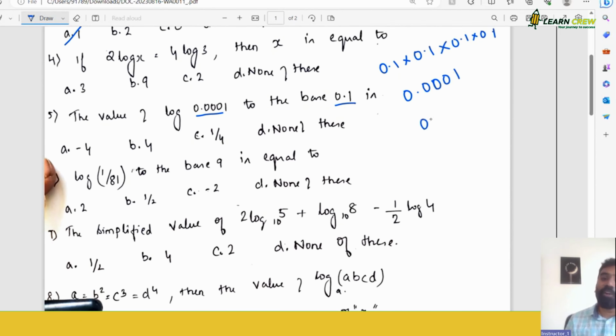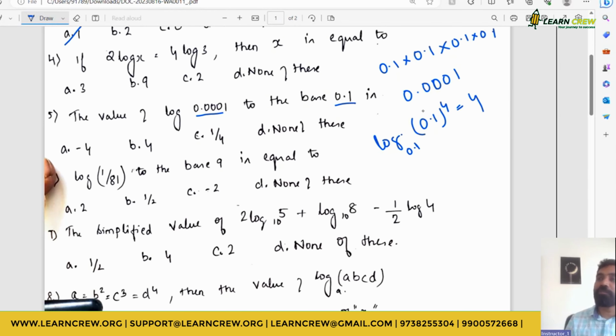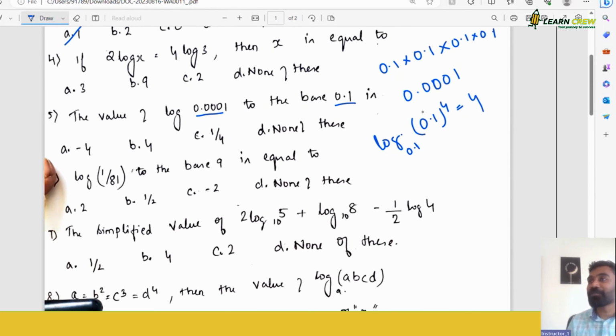So it becomes 0.1 to the power of 4, all to the base of 0.1 log. So now you can take the 4 out. It becomes 4 log of 0.1 to the base of 0.1. What is log of 0.1 to the base of 0.1? A to the base A is 1. So the answer is 4. So the answer is clear.